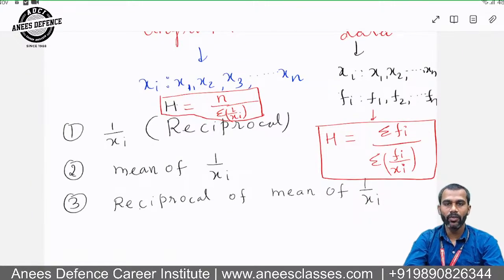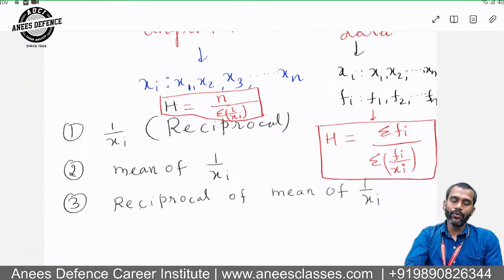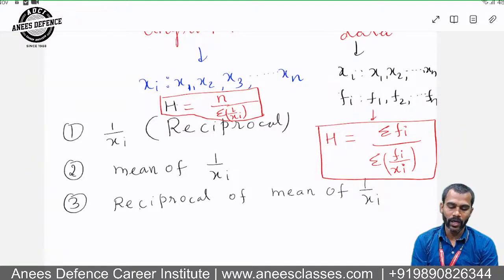Yes, online students, are you getting or not? What we have to do? So remember these three steps. First, reciprocate every observation, then find the mean of those reciprocals, and then finally you need to just reciprocate the result. Yes or no? So we'll take some examples.